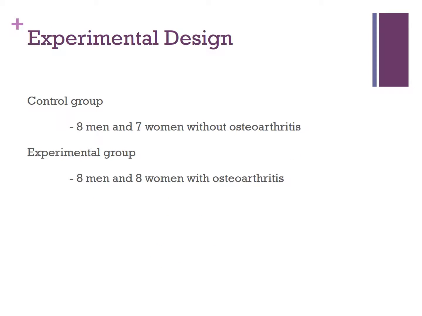In this experiment, there was a control group and an experimental group. In the control group, there are 8 men and 7 women without osteoarthritis, and in the experimental group, there are 8 men and 8 women with osteoarthritis. The main reason for this is that it was thought that the control group would exercise more than the experimental group, because the experimental group would be experiencing pain when exercising due to their osteoarthritis.